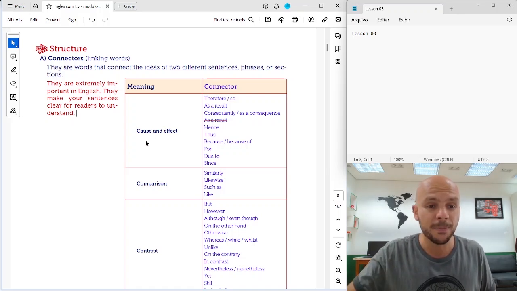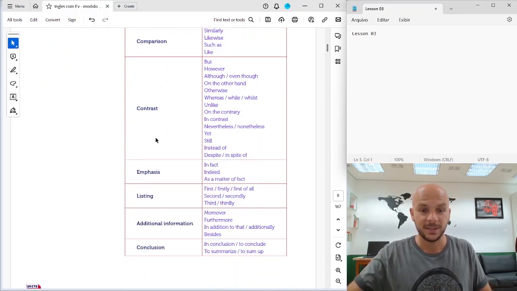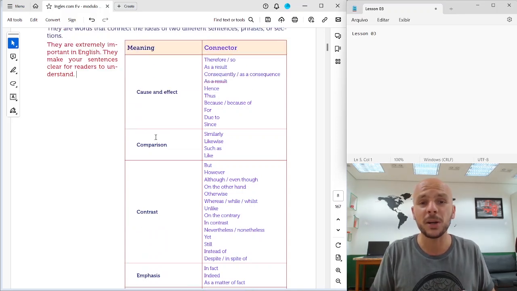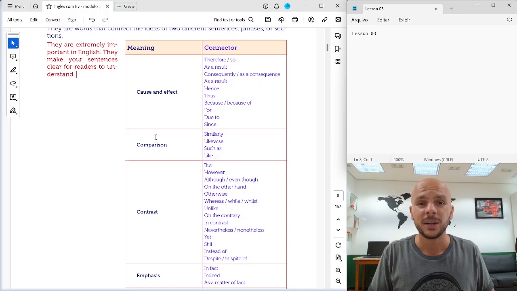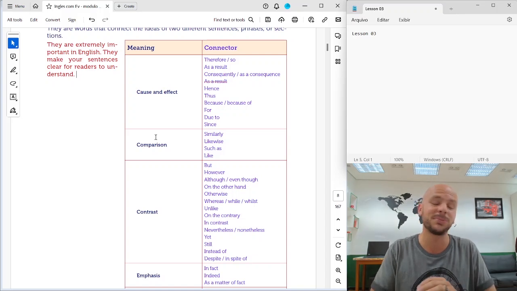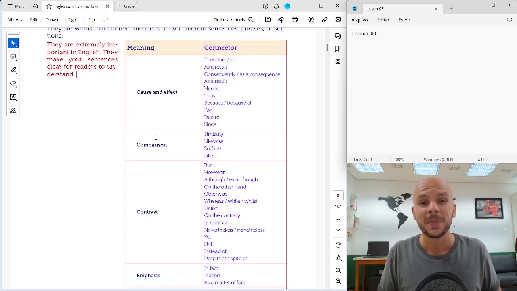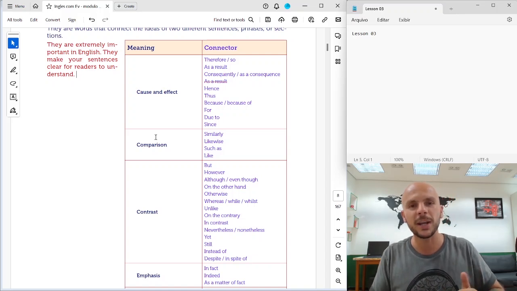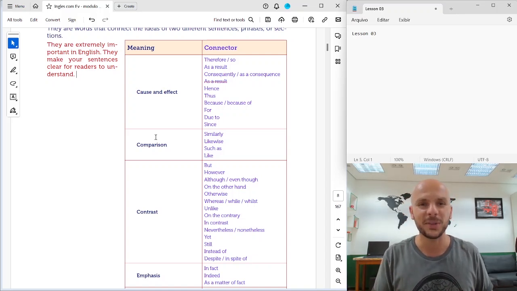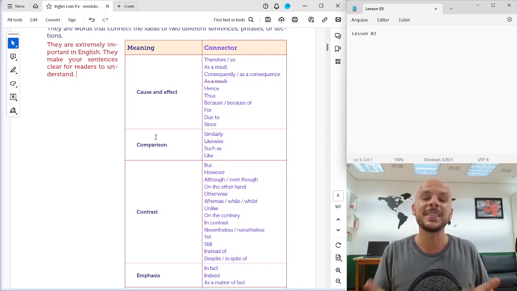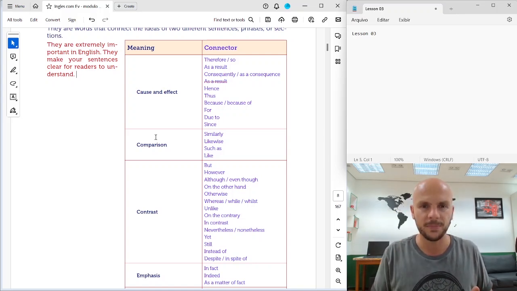And here we have many connectors. It's a huge list of connectors. Maybe you will not memorize these connectors by the end of the book, and that's okay, because there are many connectors. But the idea is to start using them slowly. One connector here, another connector there. And then the more you use the connectors, the easier it is for you to memorize them.